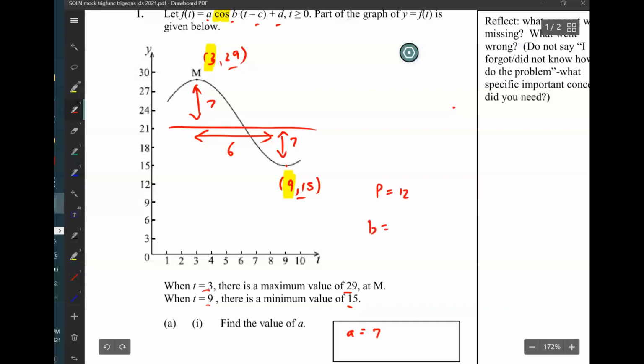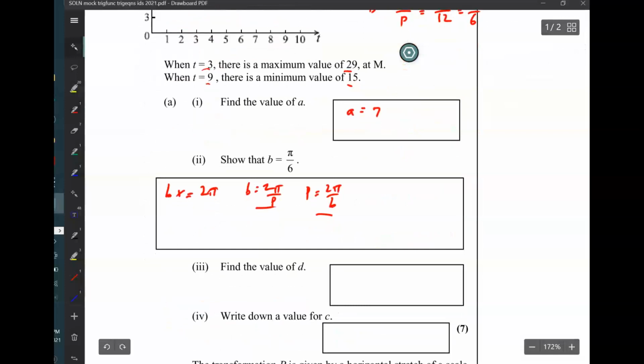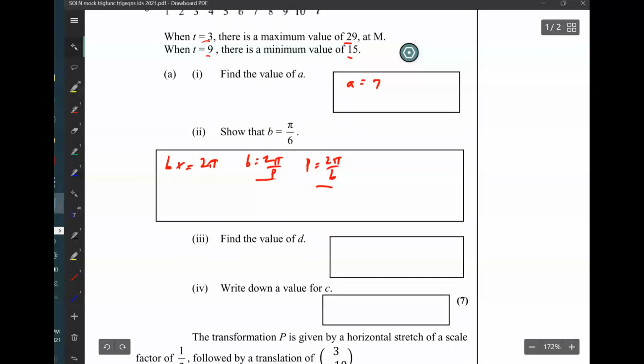So we could figure out what b is by using the formula b equals 2 pi over period, which would be b equals 2 pi over 12, which would be equal to pi over 6. So we demonstrate that b is pi over 6 by first finding that the period is equal to 12. Okay, so let's go down. I said that was B, but actually it's A2. Let's look at A3. Find the value of D.